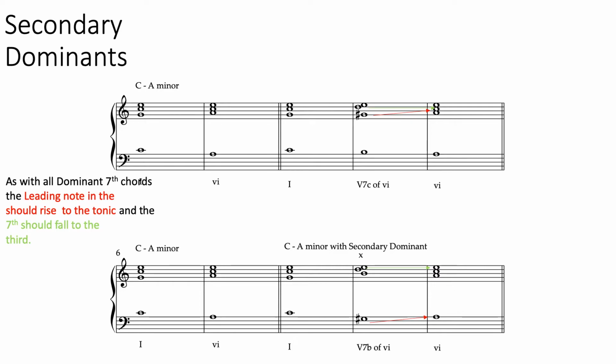So we've got C major, 5/7 C of A minor, so E dominant 7th in second inversion, which resolves to A minor. So I'll just play those two again. Here's C major to A minor, and here it is with the secondary dominant.